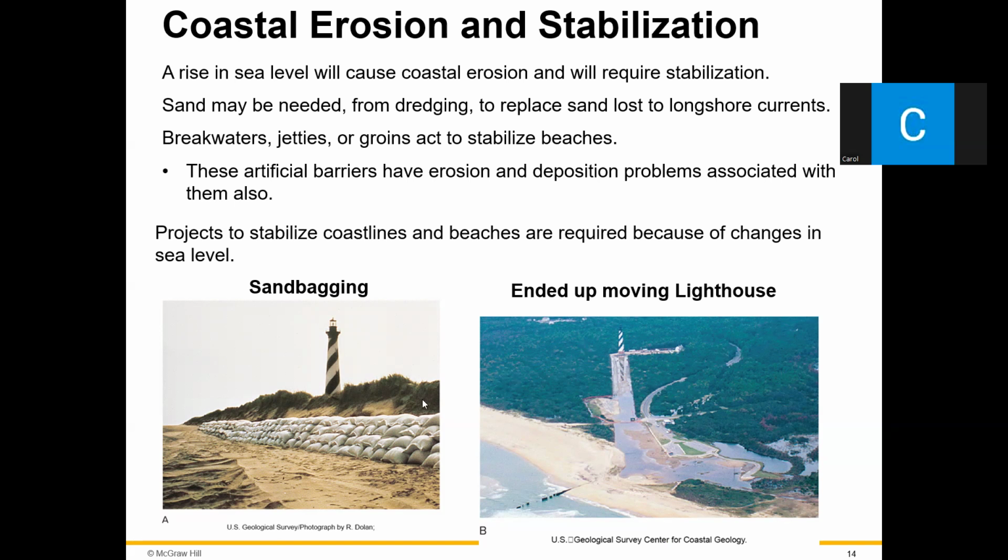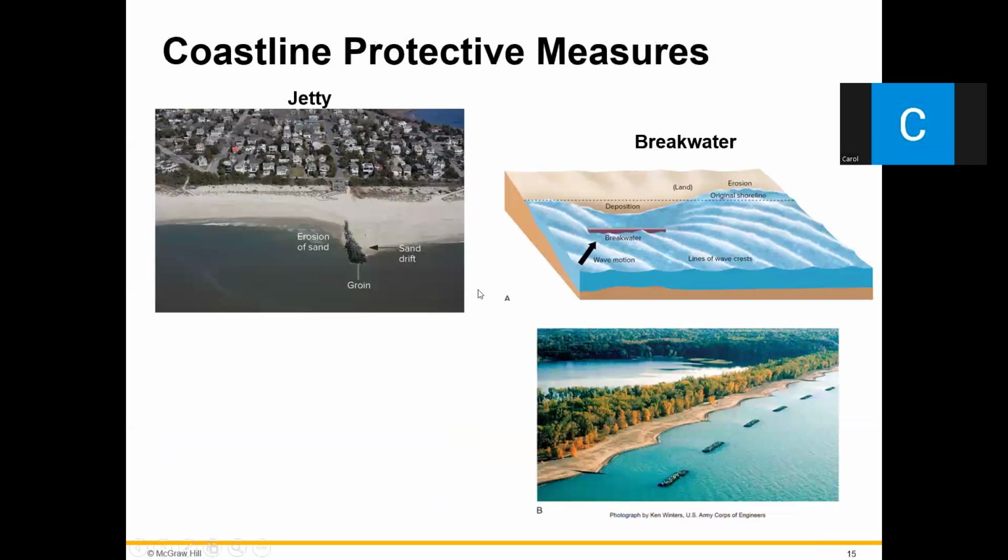So sand may be needed to replace sand lost from longshore currents. Breakwaters, jetties, and groins act to stabilize beaches. These are artificial barriers, and they also have erosion problems with them that we'll look at in the next pictures. And then projects to stabilize coastlines, well, they're expensive, very, very expensive. So here's an example of a jetty coming out to stop this longshore current.